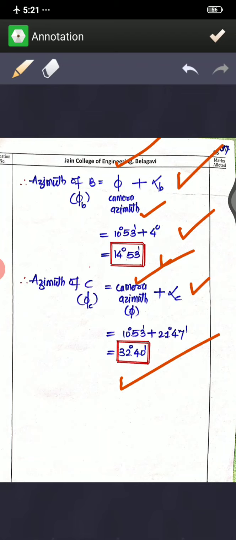So here I got both the azimuths. This is the main problem that is going to come into the examination, so you have to be careful to handle it. It is quite easy, so please practice this. Now we are going to go for one more problem you have to solve, so we'll see that problem now.